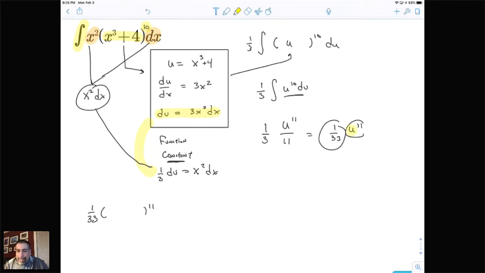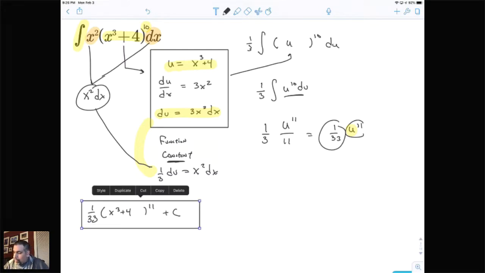So again, I've got my box set up. I like looking at the box and bringing everything back and forth because that's kind of where my bookkeeping takes place. If I go back to the box with just a u, I am reminded that u is equal to x cubed plus 4. So I can now replace that here with x cubed plus 4. And then the last thing you've always got to remember on any indefinite integral, you need to have a plus c. So our final answer is given by 1/33 (x cubed plus 4) to the 11th plus c.